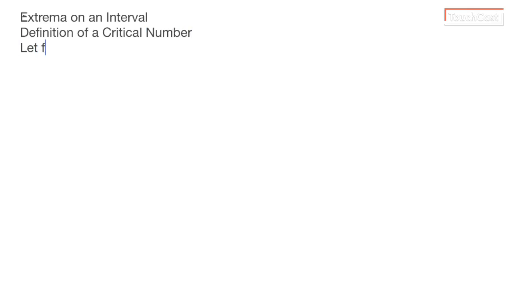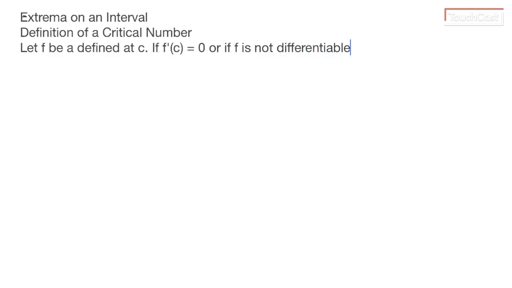So, we're going to let f be defined at the value c. If f prime of c is equal to 0 or if f is not differentiable at c, what we can say is then c is a critical number.